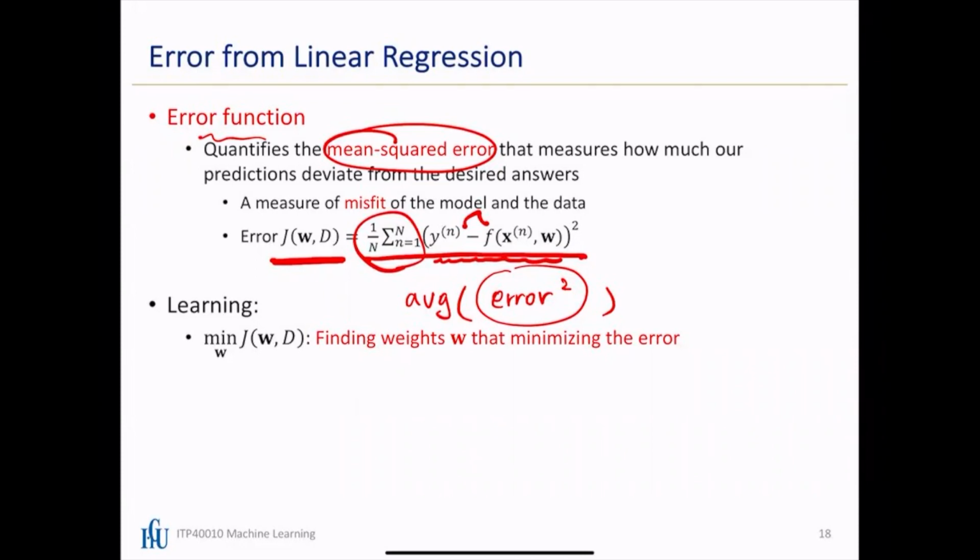So that is the mean squared error for the linear regression model, and we are going to find the model that minimizes this quantity. Speaking of the minimization, that is actually the learning process, where we want to adjust the w so that we can minimize this error.